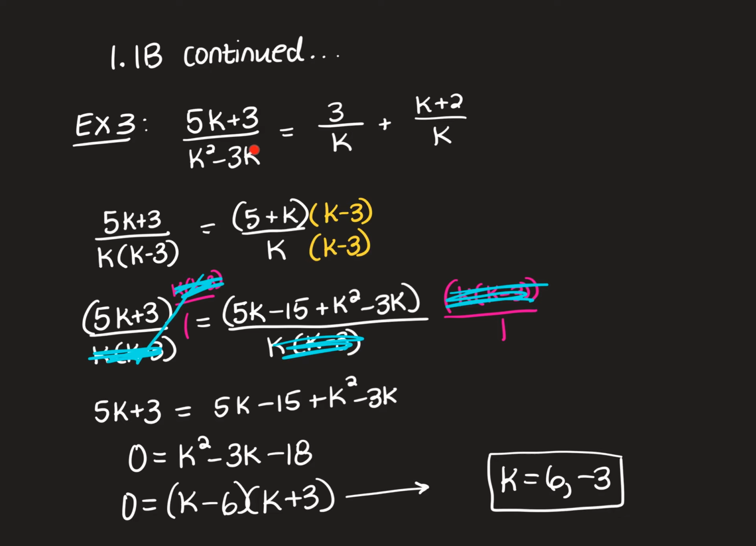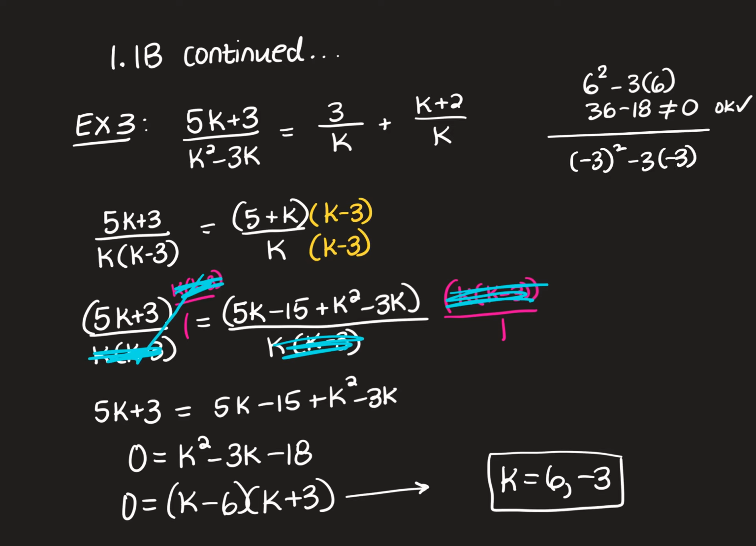Where it could become a problem is right here. So if I plug in 6 here, let's see, I will get 6 squared minus 3 times 6, and that's 36 minus 18. That is not 0, so we are okay. So now let's go ahead and check the negative 3. So I will plug in negative 3 squared minus 3 times negative 3. That's going to be 9. And then again, negative 3 times negative 3 is positive 9. That's 18, which is also not 0, so that's okay as well.